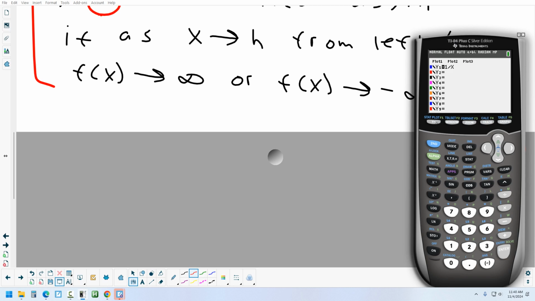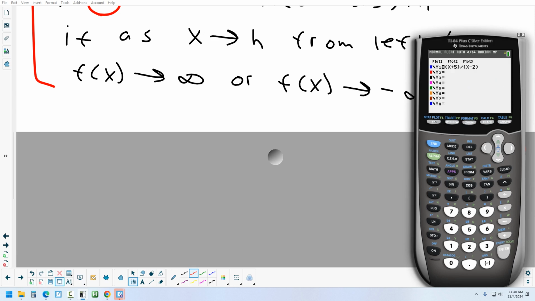So let me type in x plus 5 divided by x minus 2. What do you think the vertical asymptote would be in this problem? 2, because that's the number that as you get close to it, it would cause you to divide by 0. So watch what happens as we get close to 2 on the x-axis. All of a sudden my graph curves down and it curves up.